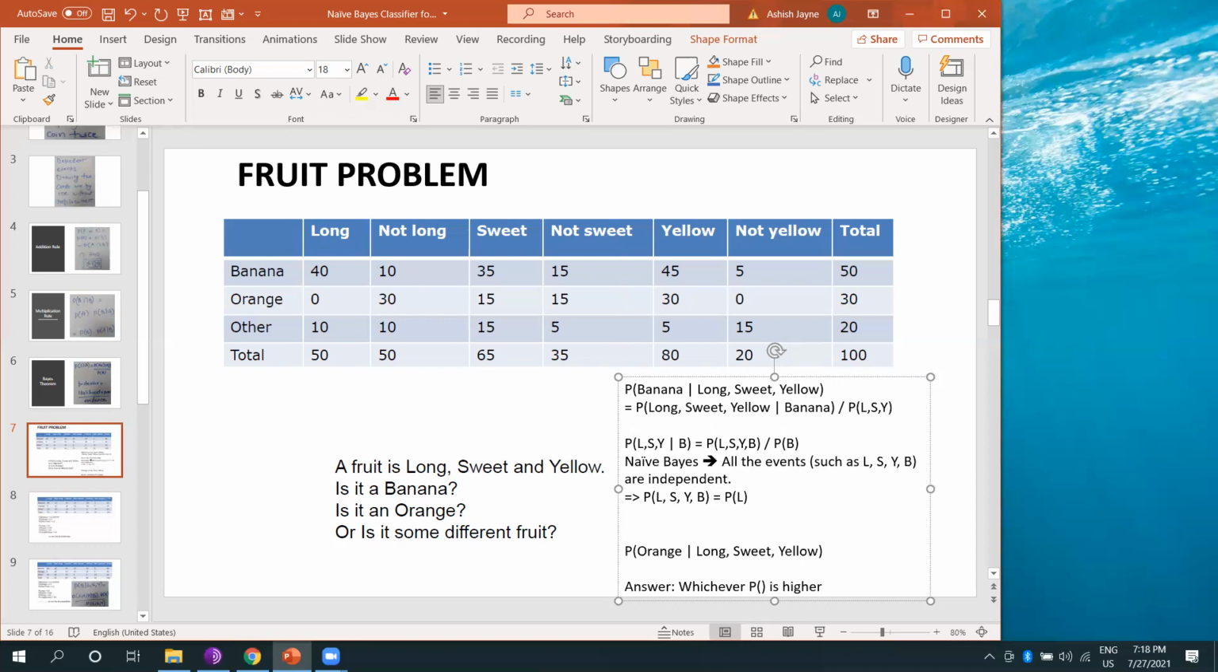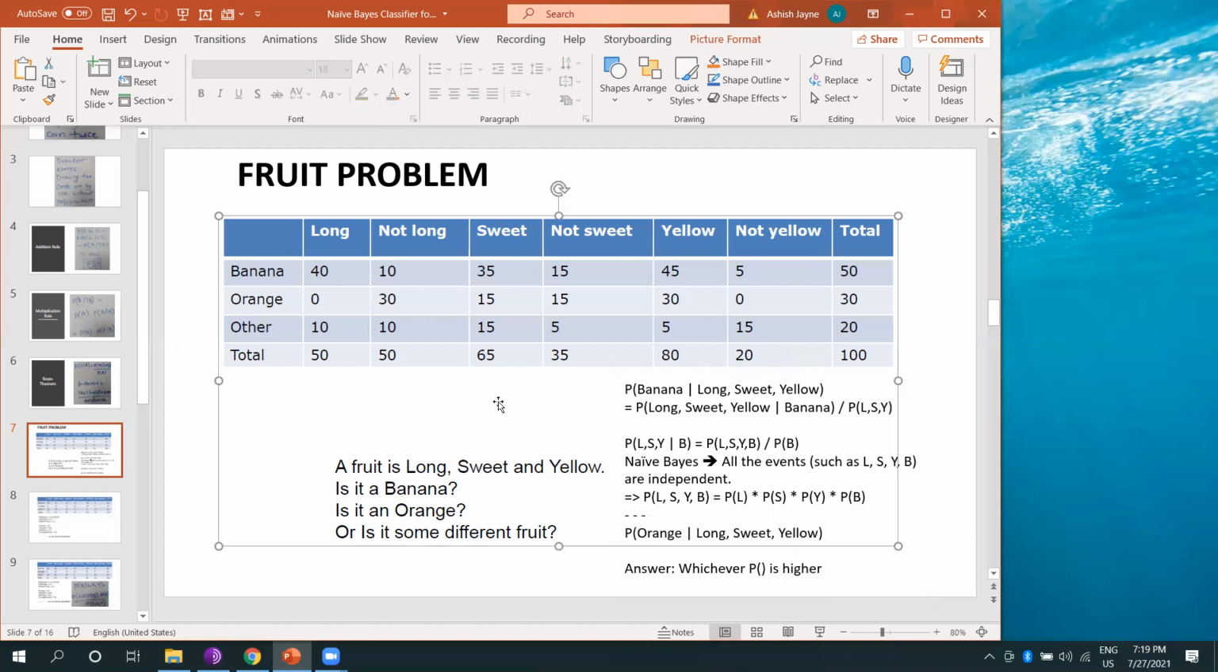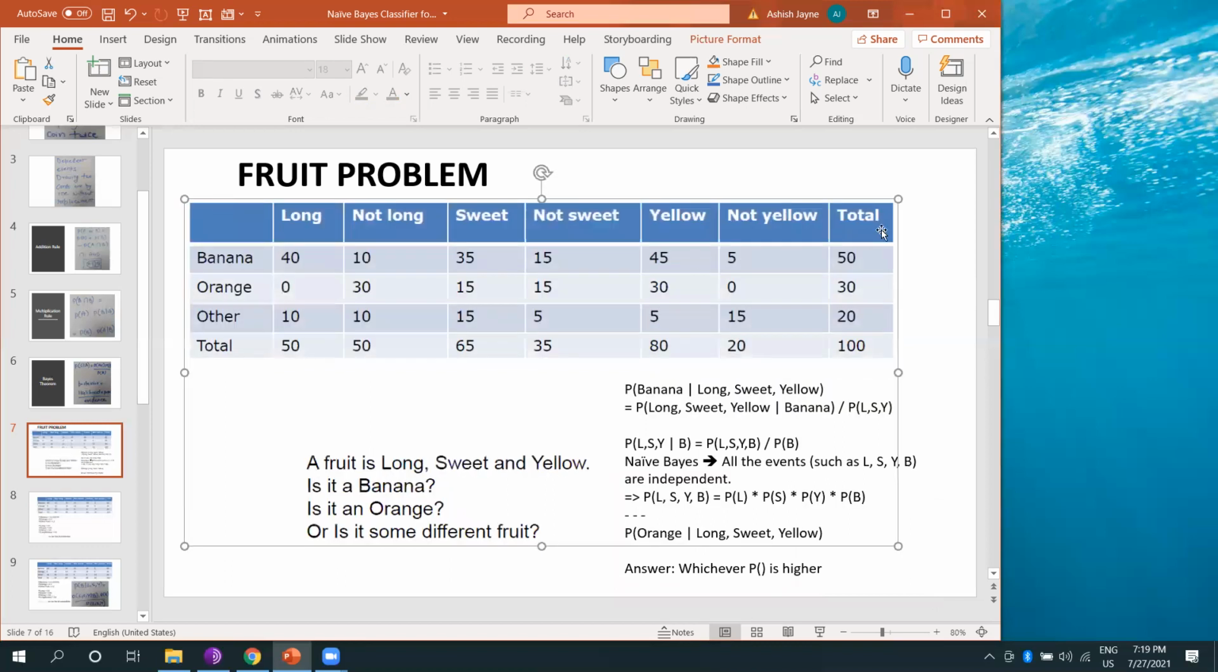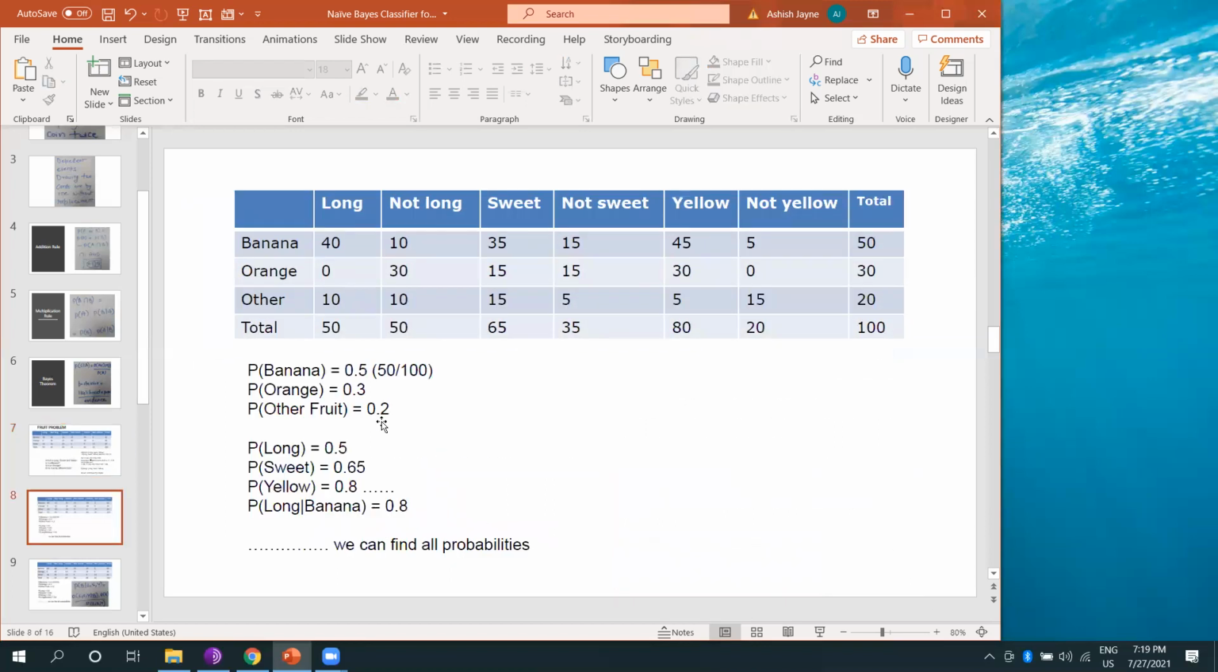P(L | B), P(S | B), P(Y | B), P(B). Now, once you have understood this part till here, then it is easy for you to figure out how to solve the fruit problem. And we would do it in the next slide.